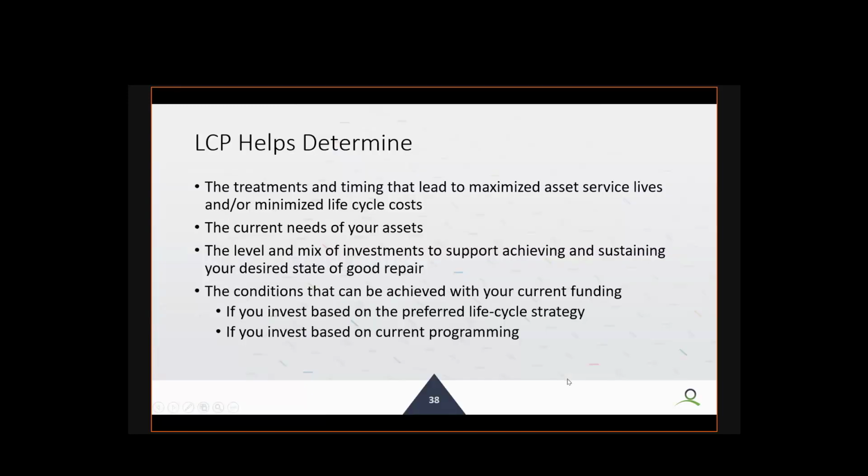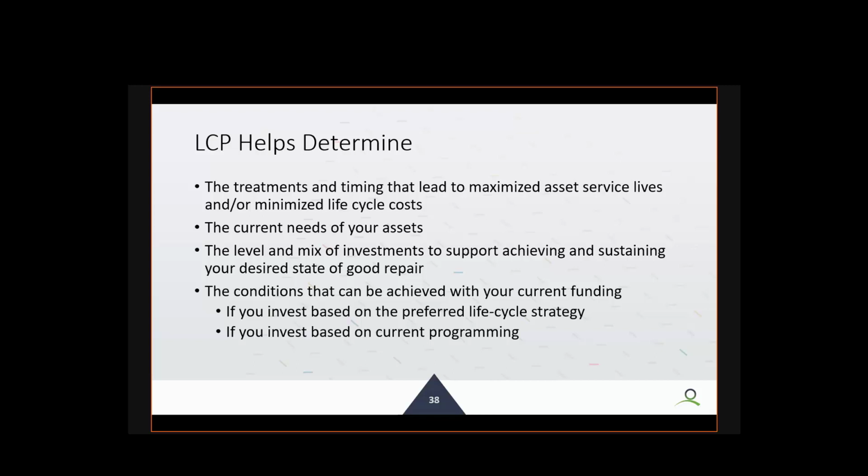All right, next slide. From the life cycle planning, you're going to develop the treatments that you have available that work for you and the right timing for those treatments to lead to maximized asset service life. You're going to understand the current needs of your pavements, as well as what it takes to manage those conditions over time so that I can achieve my desired state of good repair and so that I can sustain it, not just get to it. Maybe you can get to your desired state of good repair by applying a whole lot of thin pavement treatments over your bad pavements, right?